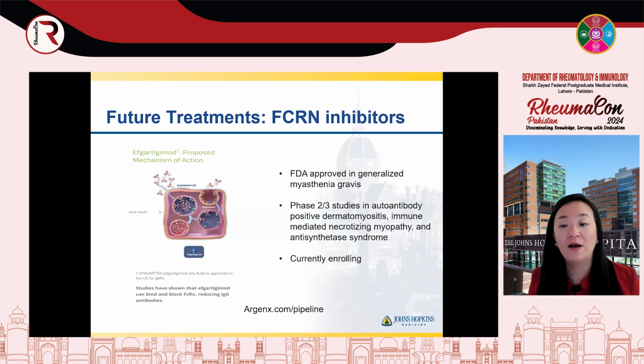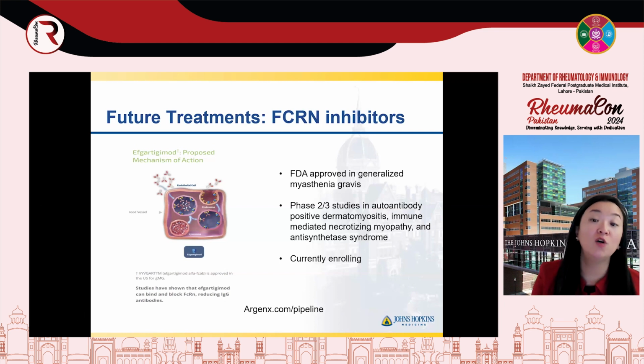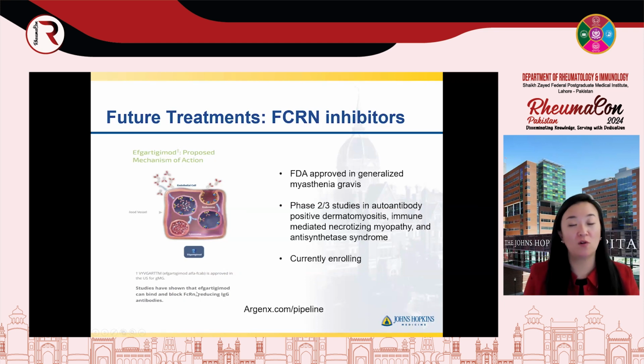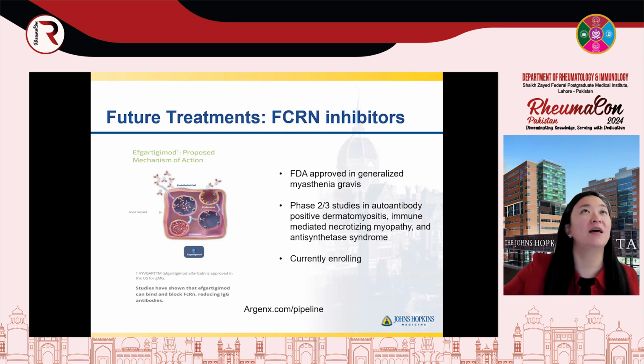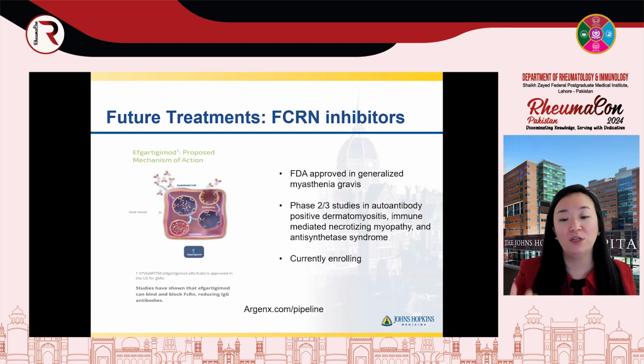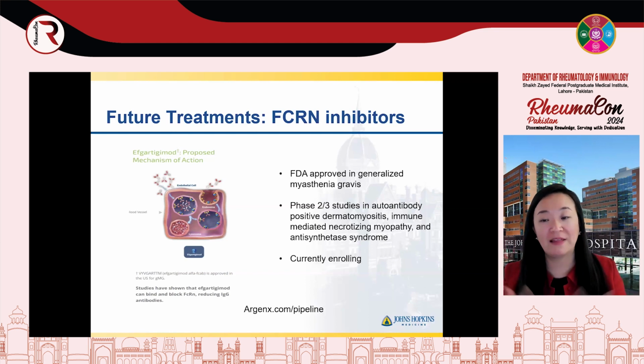Okay. What about other future treatments and the pipeline? Well, now, this is not in the pipeline. This is an ongoing clinical trial of efgartigimod. And this drug will bind and block the FcRn portion and reduce immunoglobulins. So it's similar to IVIG in a sense, but you're not giving them immunoglobulins. You're actually blocking the FcRn portion and reducing the immunoglobulins that are contributing or maybe directly pathogenic to the muscle.